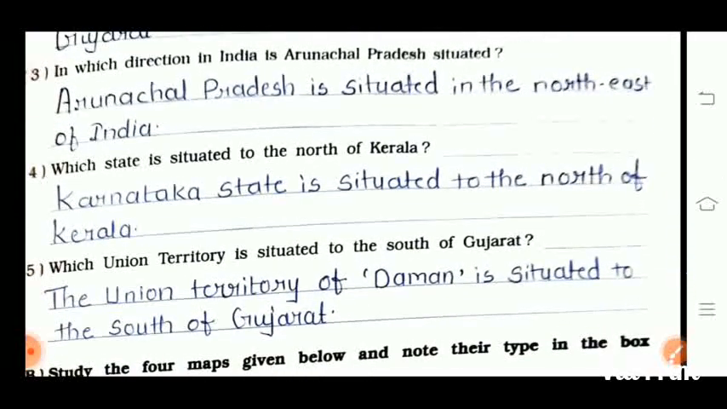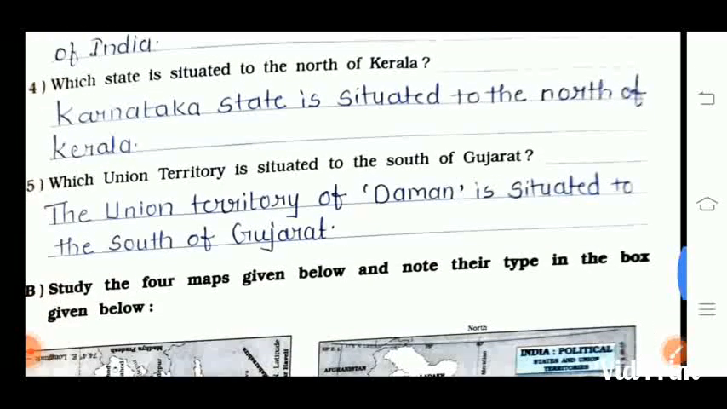Fourth one is which state is situated to the north of Kerala? Karnataka state is situated to the north of Kerala. Fifth one is which union territory is situated to the south of Gujarat? The union territory of Daman is situated to the south of Gujarat.